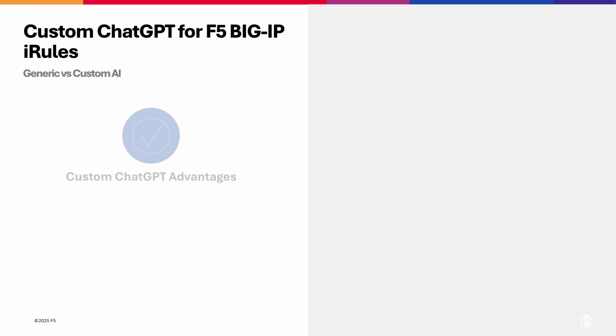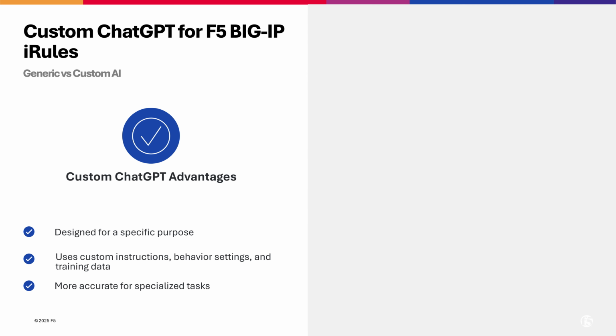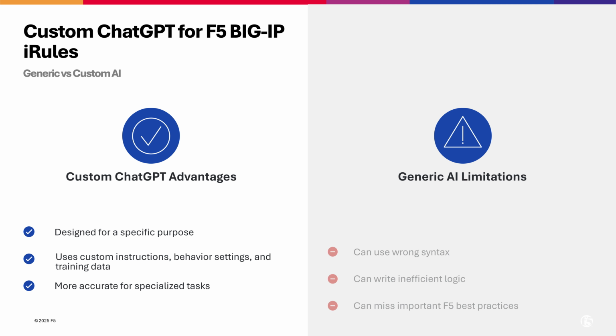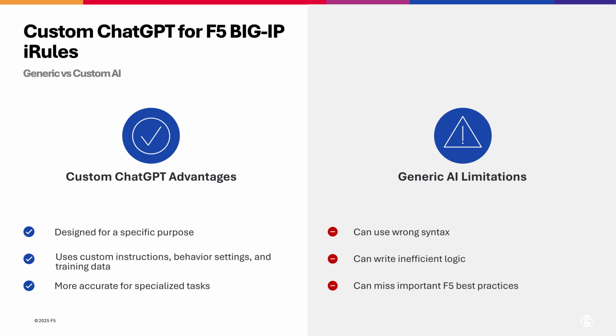A custom GPT is an AI model that uses custom instructions, behavior settings, and training data. Unlike a general AI model, a custom GPT is built to understand a particular topic, process, or set of best practices to make it more accurate and useful for specialized tasks. If your organization has access to Big IP AI Assistant, as of spring of 2025 in preview, we recommend using it to work with F5 Big IP iRules.